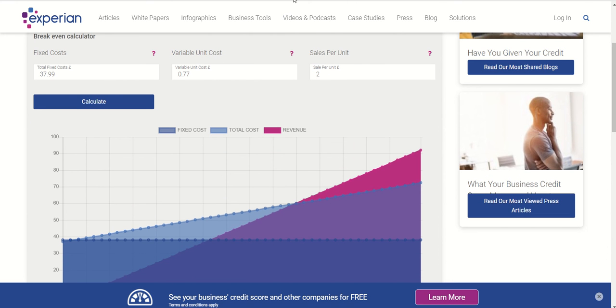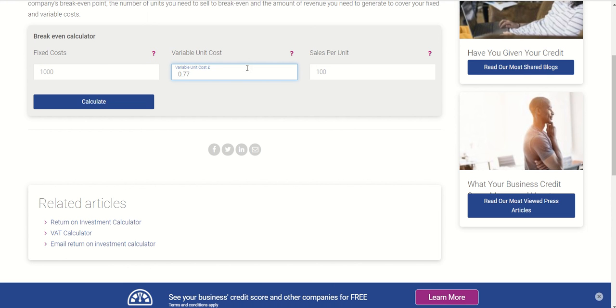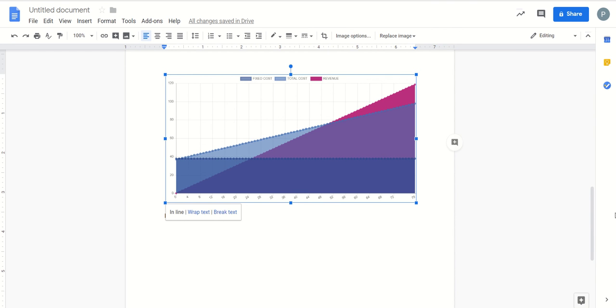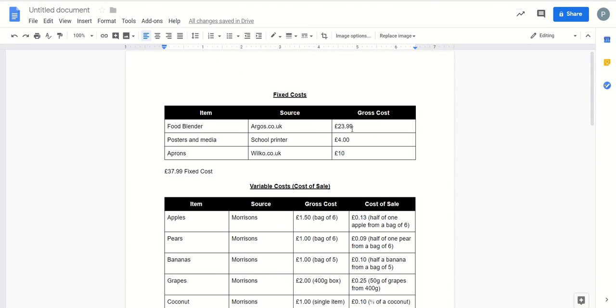So I'm just going to run this again. 0.77 is my variable cost, and I'll put back £1.50, which is my original price. Looking at the fixed costs now, I've got a blender on my fixed costs, which is £23.99.